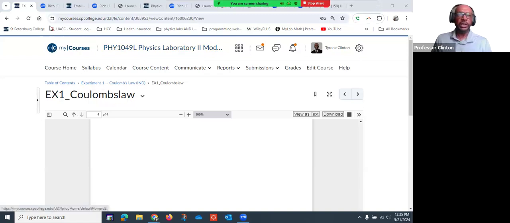Okay, so let's go ahead and continue on with experiment one. And experiment one, you can find under the course content area. Let's go through this real quick. It is titled Coulomb's Law. So click it one more time.